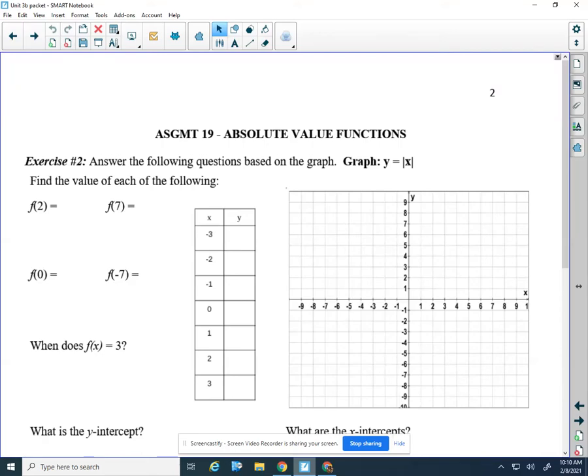This is assignment 19. We're on page 2. Today we'll be looking at absolute value functions. Every absolute value function either has a V shape, and I remember that, V for value, or it could be upside down. Either that way, upside down, or some piece of that. So exercise number 2, that's because we're on page 2. Answer the following questions based on the graph y equals absolute value of x.